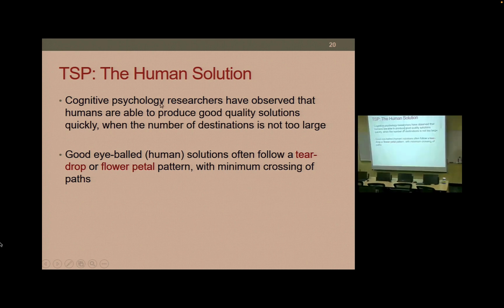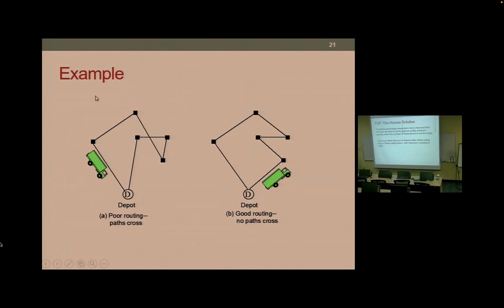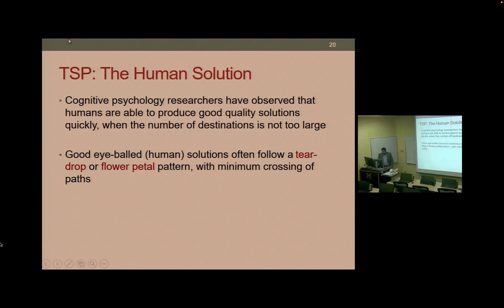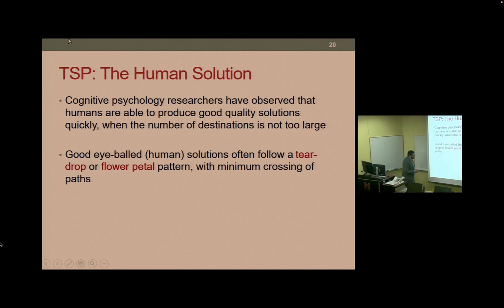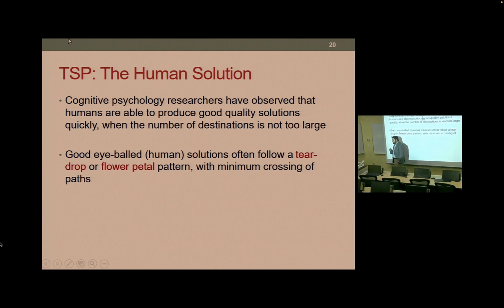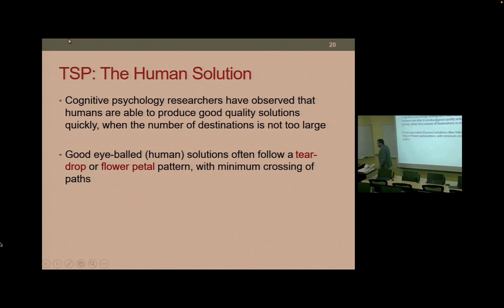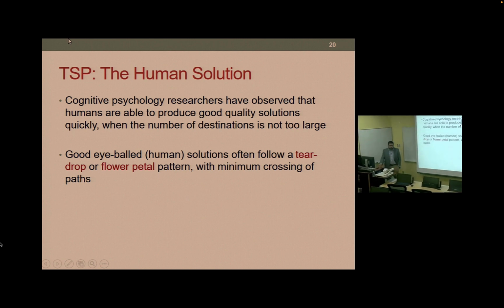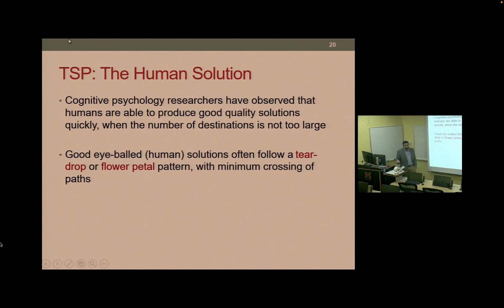Okay, now the good news is that human beings can, without any algorithm in their head, if you just plot the points on a map, tend to do a pretty good job at finding good routes, when the number of stops is small, 8, 10, 15. If the number of stops increases, human beings' performance tends to degrade at that point.